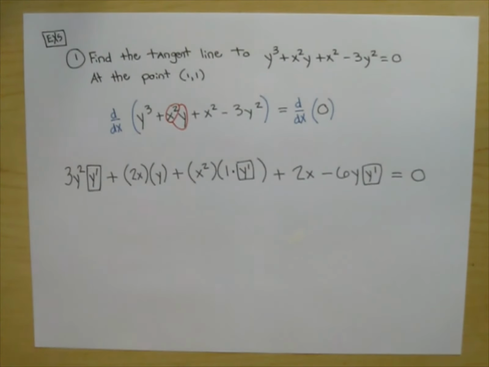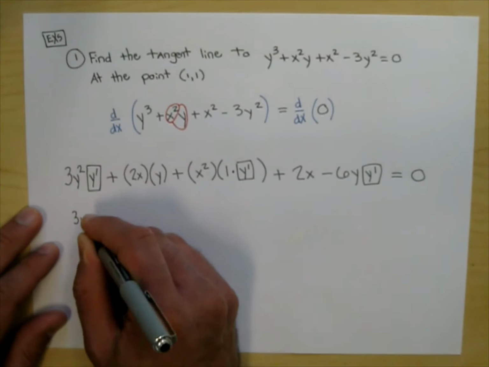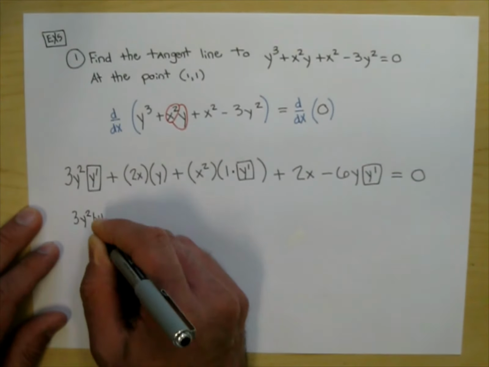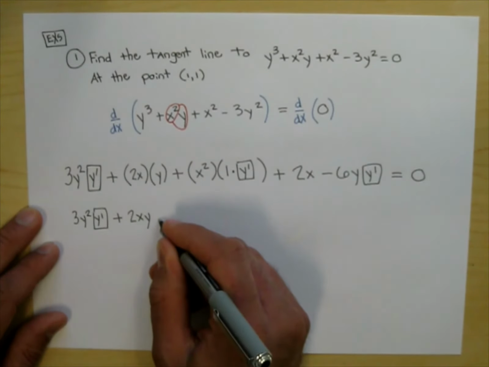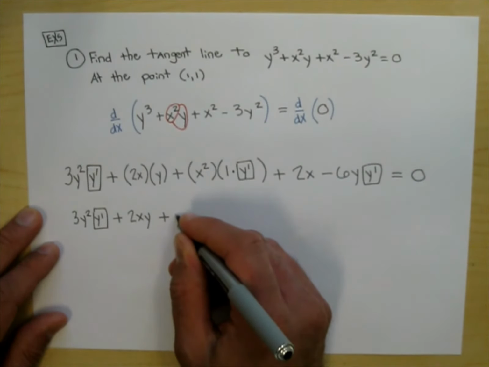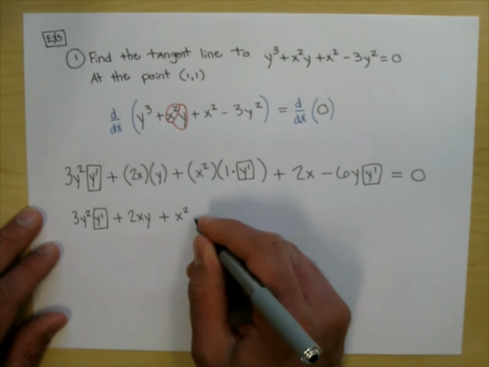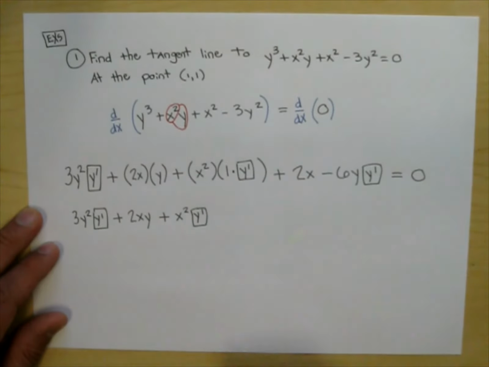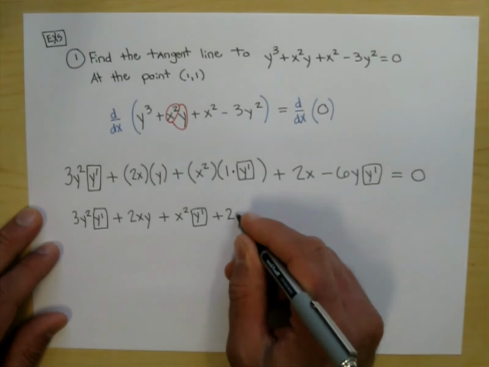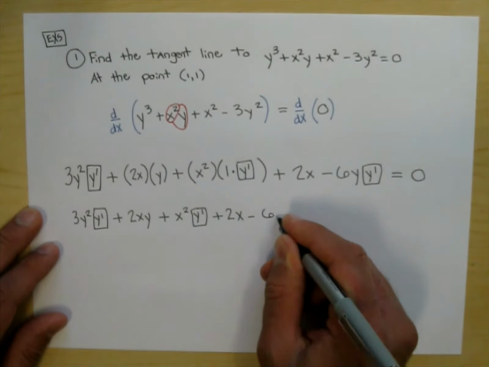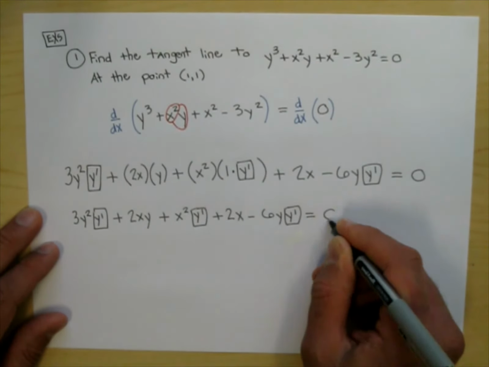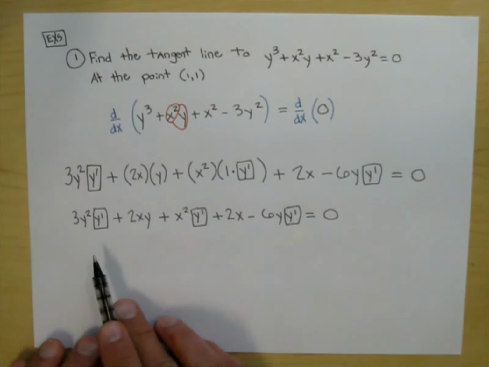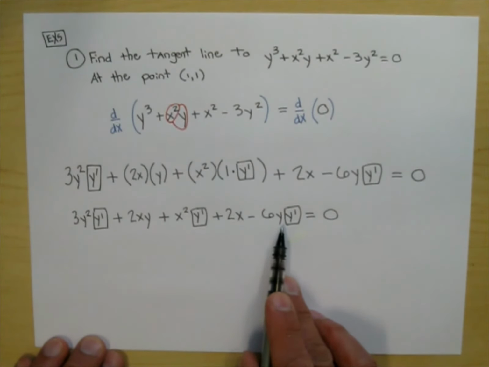Okay, so what I'm going to do now is sort of just clean it up a little. So 3y squared y prime. Maybe it doesn't need cleaning up. And then this is plus 2xy. And then this is plus x squared y prime plus 2x minus 6y y prime equals 0. Okay, so I have 5 terms on the left-hand side.